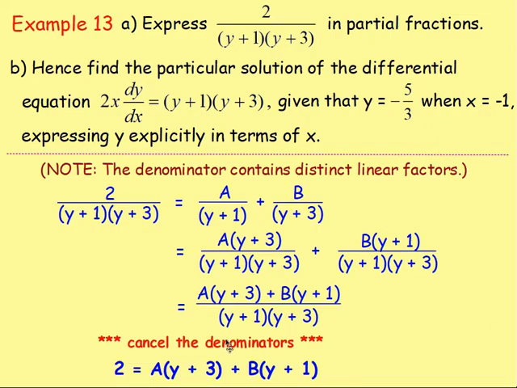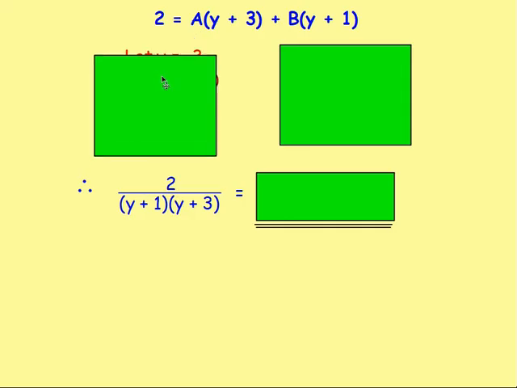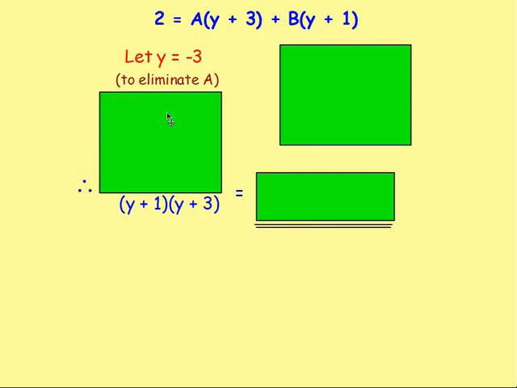So 2 must equal a times (y + 3) plus b times (y + 1). And now we need to work with that. We need to find the values of a and b, and to do that, choose certain values of y. So let's first eliminate this bracket here, so that will eliminate a. To do that, we'll let y equal -3. That will give us 0 times a, which will give us 0a, and it will disappear, and it will let us find the value of b.